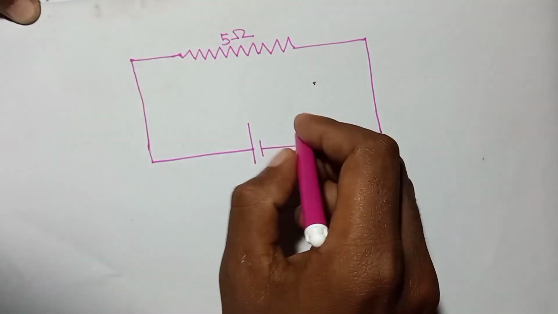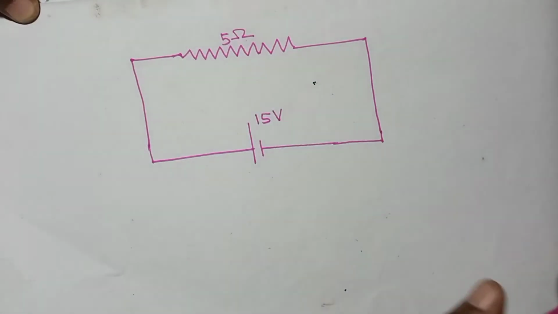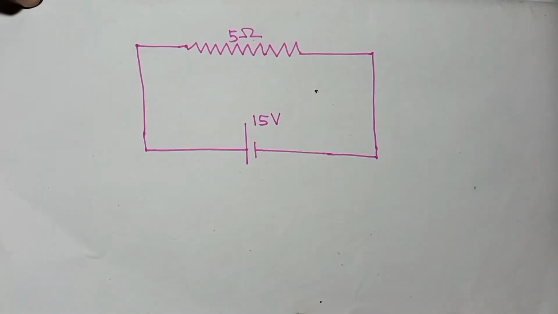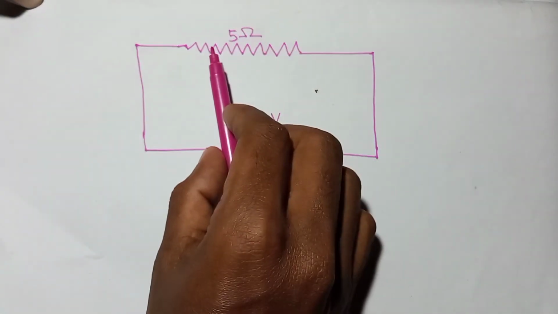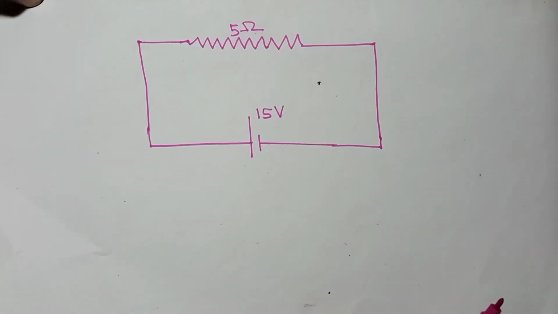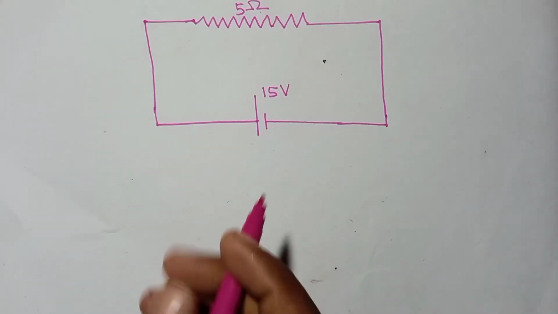This battery has an EMF of 15 volt. Now I want to find out the direction and magnitude of current through this resistor. So how to find it out? In order to solve any electrical circuit, we have to know about three very important things. So let's see the important points first.